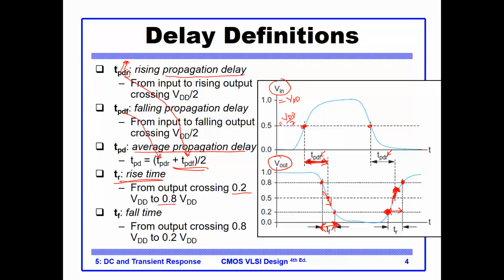Okay, so these are the delay definition and rise and fall definition, which is key to transient analysis. Typically, we would like to minimize the delay. Typically, we would like to have reasonably fast rise and fall times, and it's good to have them equal. In other words, you don't want to have a slow fall and a fast rise. You would want to have the two of them almost equal to each other.